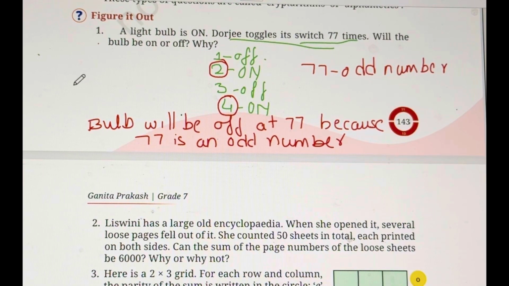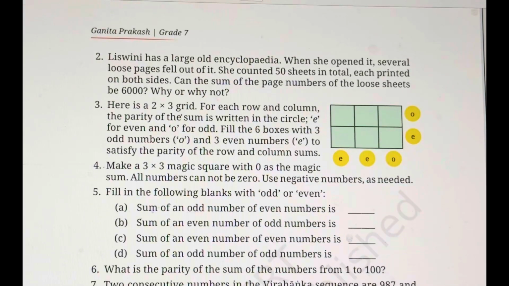Now let us see question number 2. Question number 2 says, Aswini has a large old encyclopedia. Now when she opened it, several loose pages fell out of it. And so she counted those sheets, 50 sheets in total, each printed on both sides. Now can the sum of the page numbers of the loose sheets be 6,000? Why or why not?